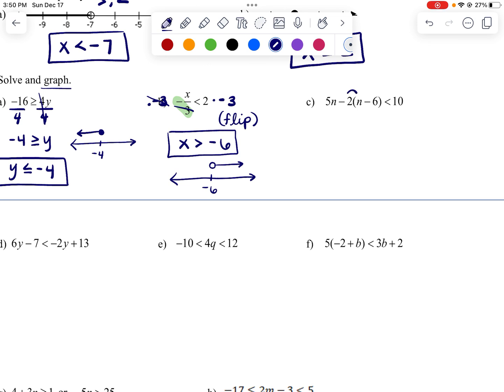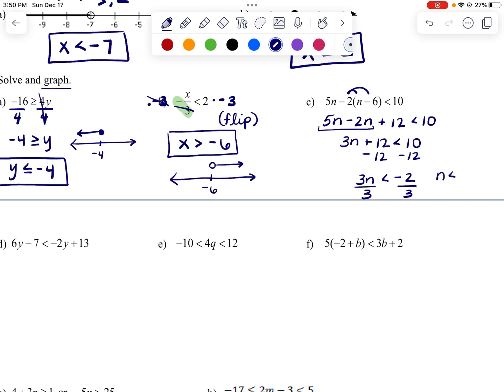In order to solve the next one, you need to distribute the negative, so 5n minus 2n plus 12 is less than 10. Combining like terms, 3n plus 12 is less than 10. Subtract 12, 3n is less than -2. Divide by 3. And n is less than -2/3.